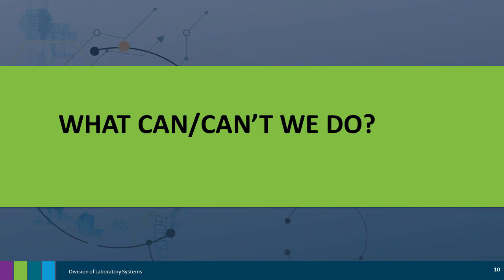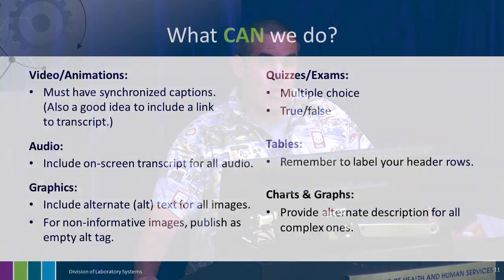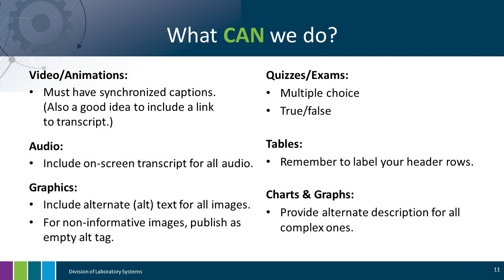Now we get to the fun part of what we can and can't do. 508 compliance, video. So let's talk about that. So videos and animations have to have synchronized captions. That's the little text that goes underneath the video that advances as the video or animation plays. It's really a good idea also to include a transcript. Realistically, you're already going to have a transcript because that's what's being used to generate your caption file. Additionally, it's not on this list, but you should also have an audio description file.